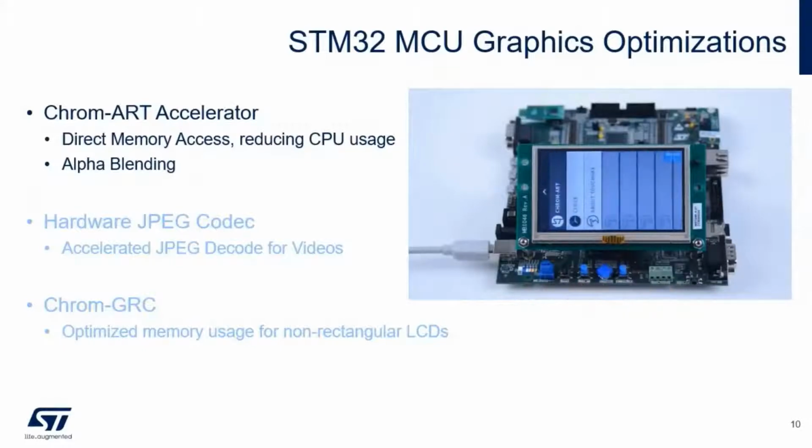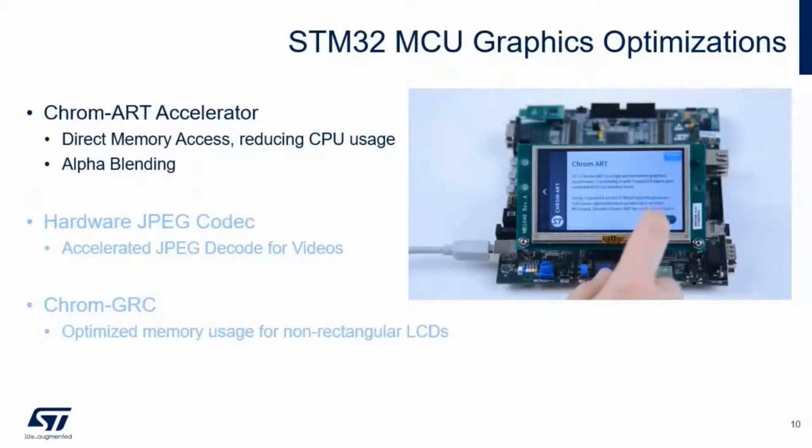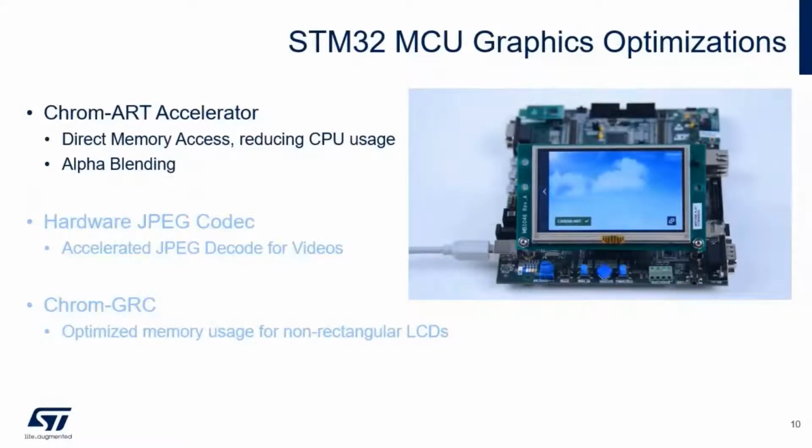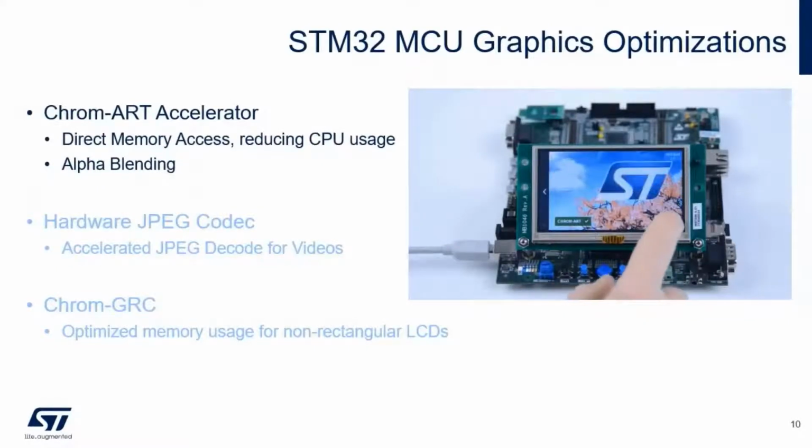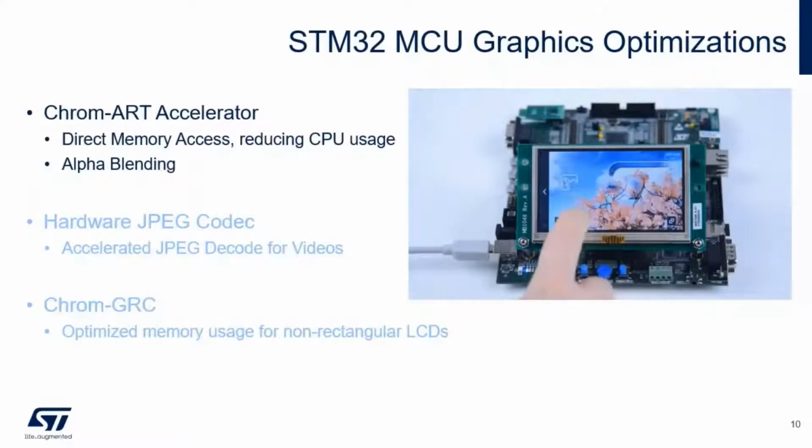The short video here shows the benefits of ChromArt acceleration. As you can see, there are multiple layers making use of alpha blending. With ChromArt enabled, the typical CPU load on the Cortex-M is 2 to 10%. However, with ChromArt disabled, the CPU load will increase to 80 to 100%, and there is a visible difference in the performance.